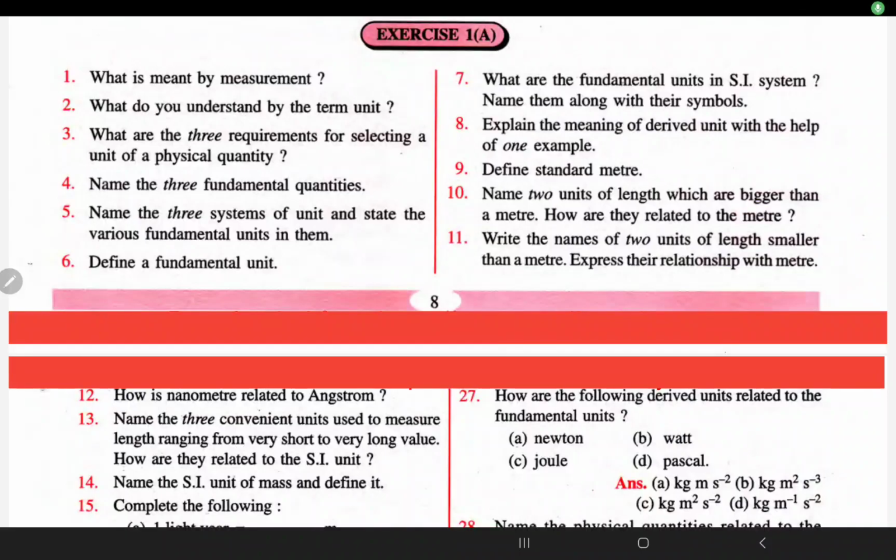This is ninth ICSE. So let's find out the exercise 1A. What are these answers, and how do we have to find them out? Okay, exercise 1A for measurements and experimentation.